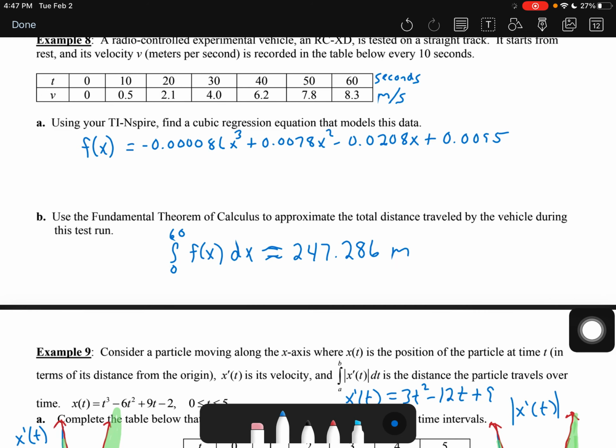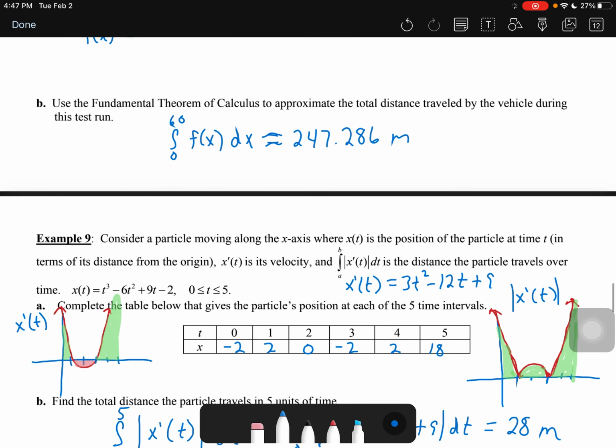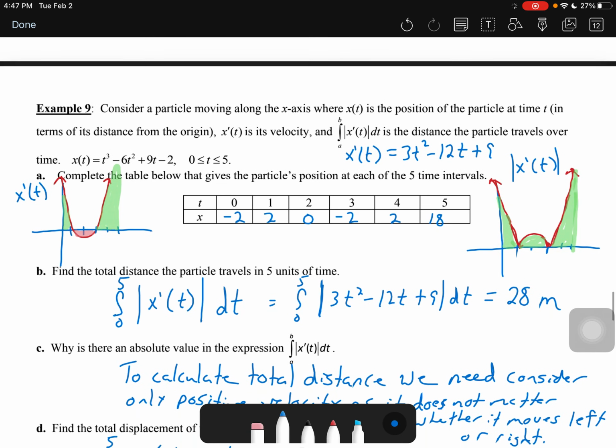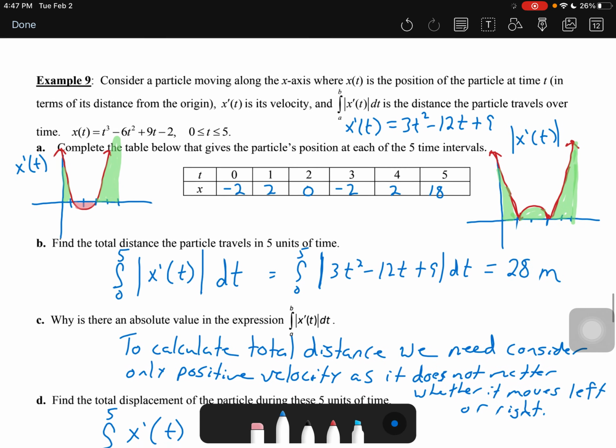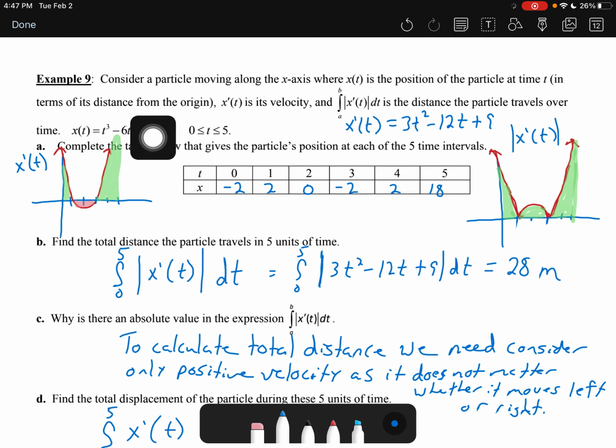Okay, I'm just going to leave that one, and we're going to do more examples that are probably more applicable than that one, but that demonstrate the same ideas. Okay, example 9. So this is a particle motion problem.